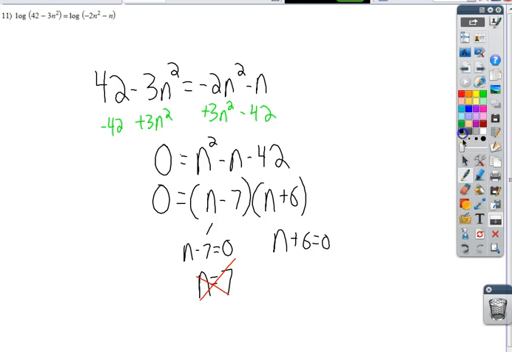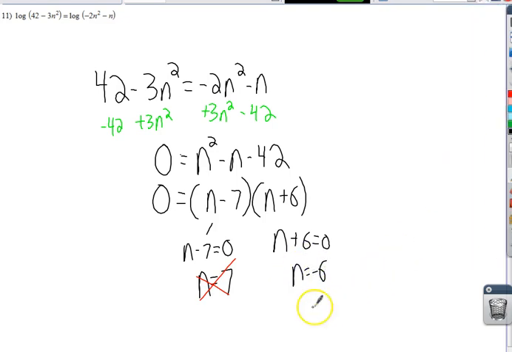So, you're not a good solution. All right, let's go to this other one. Subtract 6 from here, I get n equals negative 6. Let's go put that in. All right. Negative 6 squared, 36. 36 times a negative 3?